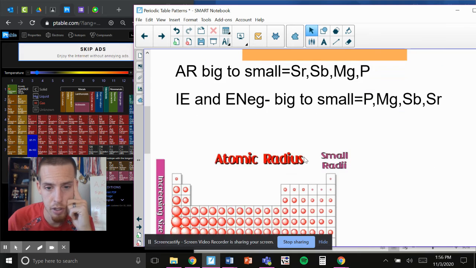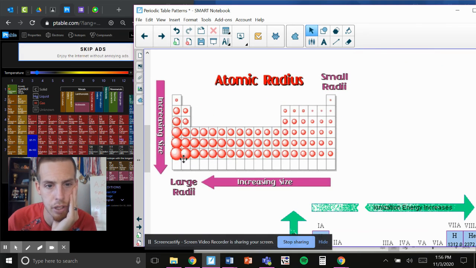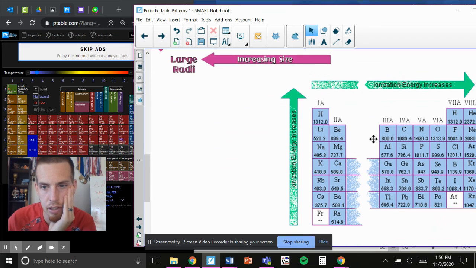So let's see how we did. I got these visuals I wanted to show you, kind of showing that whole diagonal pattern. As you can see, we are slowly getting smaller left to right. Magnesium 737, strontium 549, phosphorus at over 1,000, antimony at 833. So again, a little variation here, but as you can see, these guys really want to defend because they're stable.